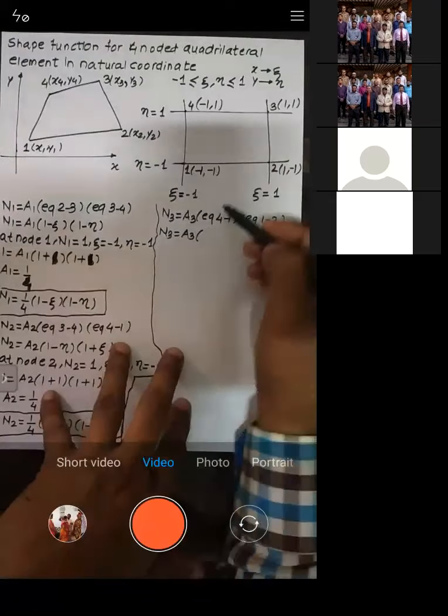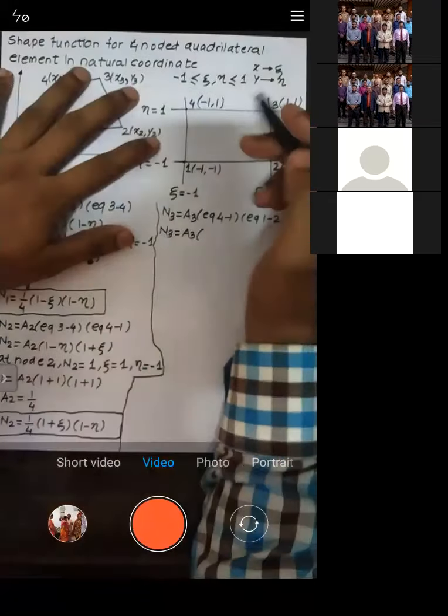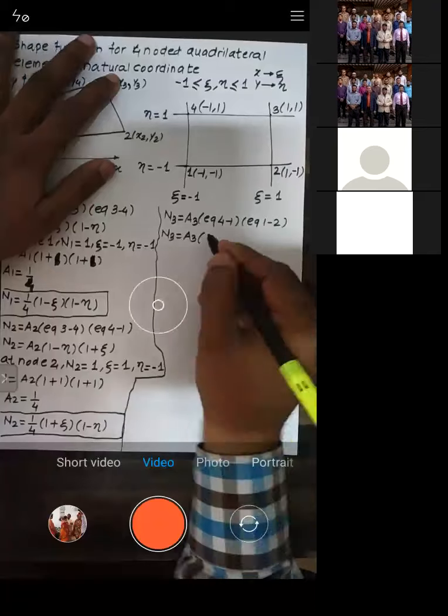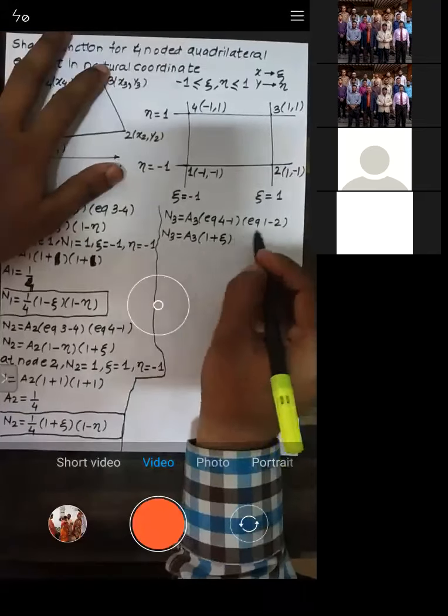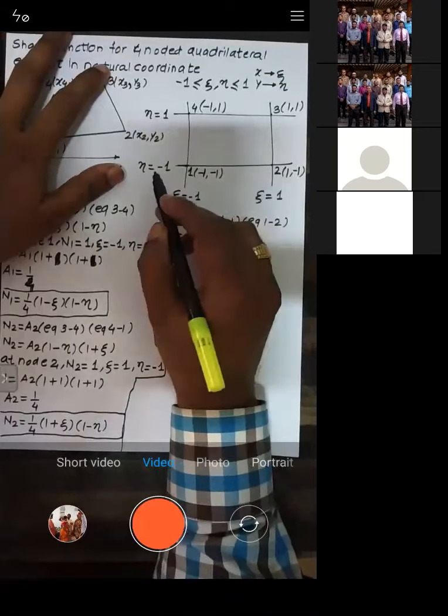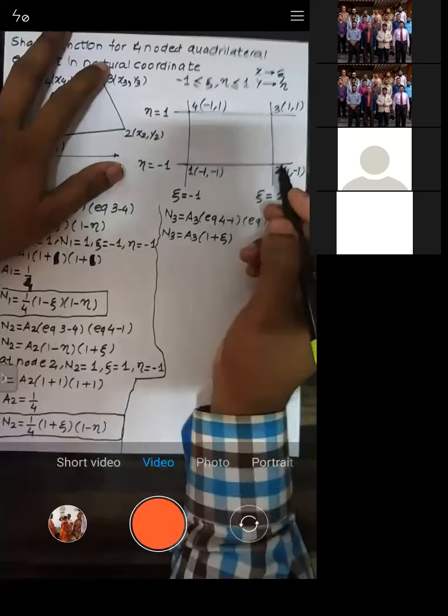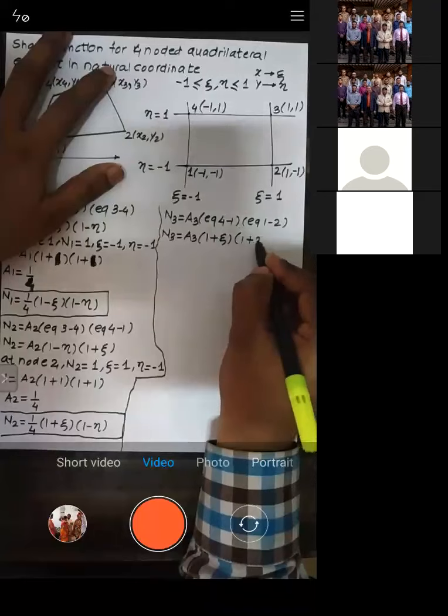So, what is the equation of line 4, 1? Zeta is equal to minus 1, right? That is 1 plus zeta is equal to 0, right? What is the equation of 1, 2? The equation of 1, 2, eta is equal to minus 1. That is 1 plus eta.